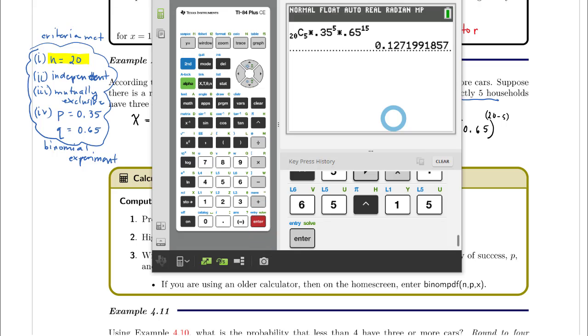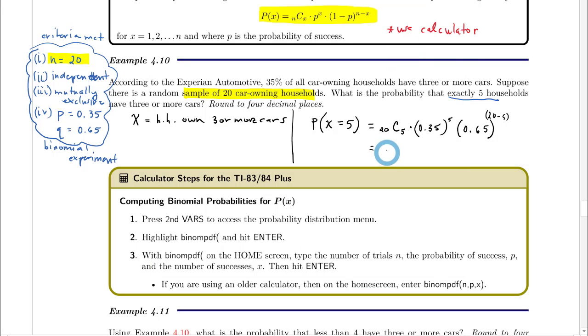So you can see that the probability in which exactly 5 households will own 3 or more cars in a sample of 20 is 0.1272, or 12.72%. So you can do it in the calculator just like this.